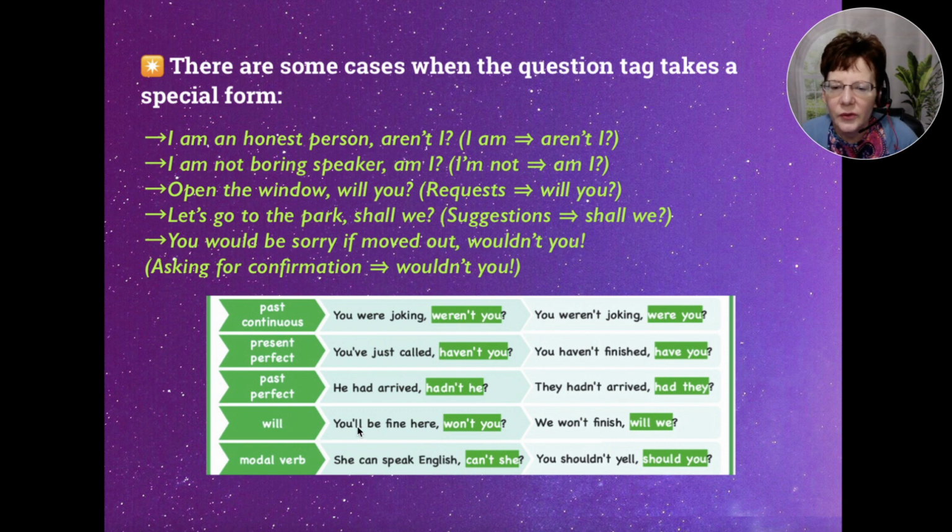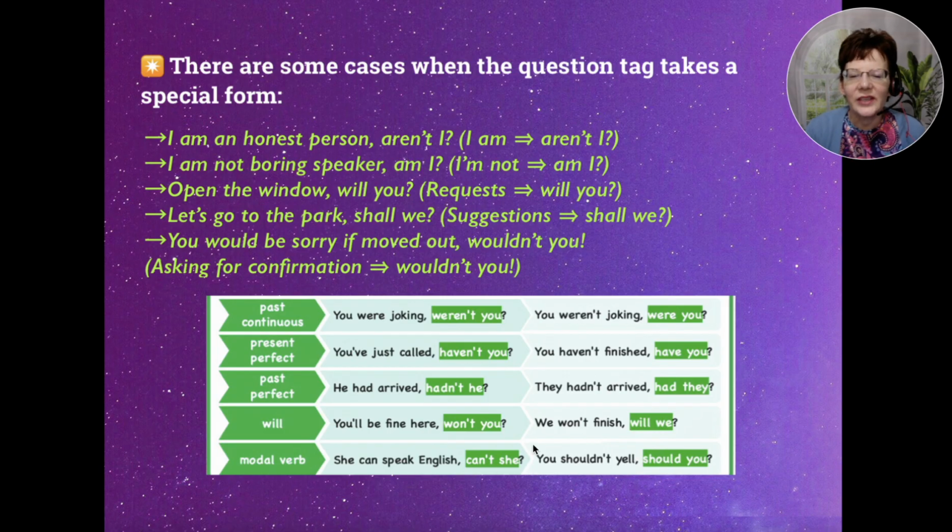You'll be fine here, won't you? And even using a modal verb, she can speak English, can't she? Anyways, and then we have when you start with a negative here with the positive tag. You weren't joking, were you? You haven't finished, have you? Or they hadn't arrived, had they? We won't finish, will we? And then you shouldn't yell, should you?